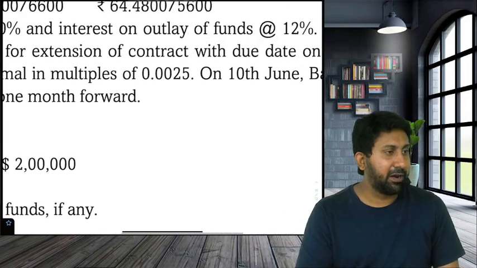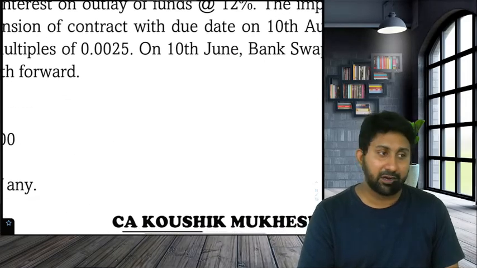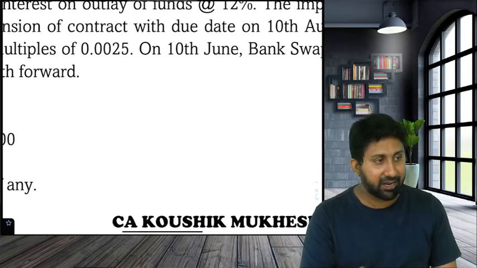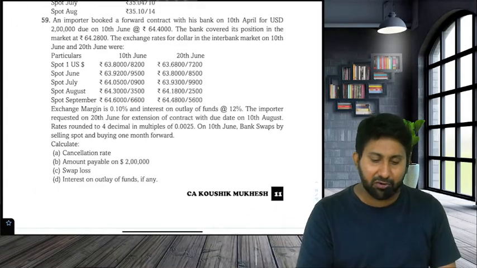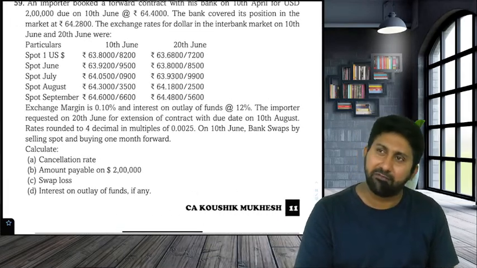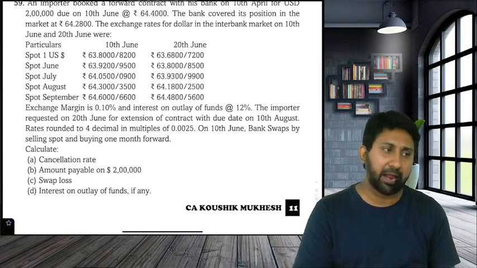Fourth decimal in multiples of 0.0025. How to understand this? Is this a pip or a tick or a point? Without having these clarities, if you do the problem, sir, we will become the biggest two fools on this planet.